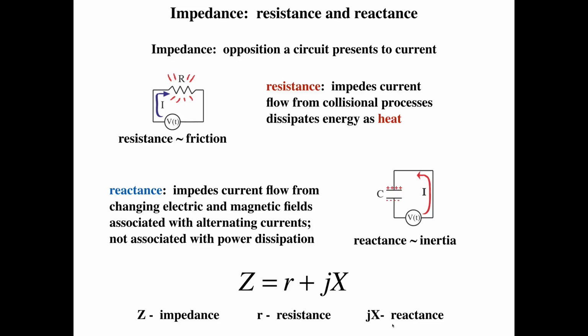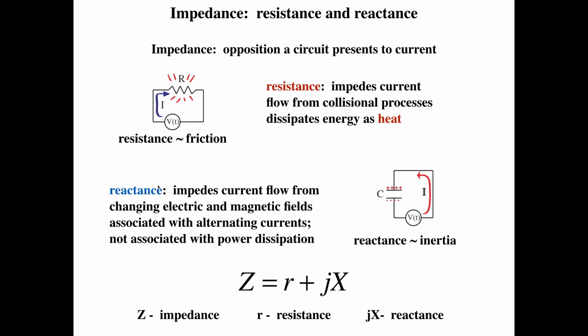An important concept in electrical circuits is impedance, which is the opposition a circuit presents to the flow of electrical current. Probably the device we're most familiar with associated with impedance is a resistor. So here I have a simple circuit, a voltage source and a resistor. That resistor will limit the amount of current that can be drawn from that voltage source. It will also dissipate energy as heat.